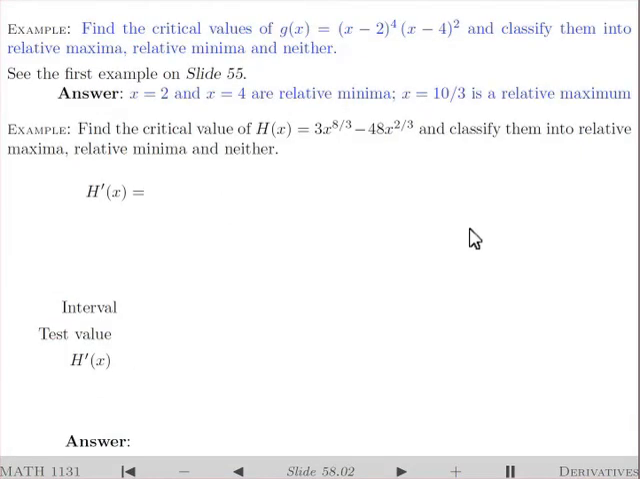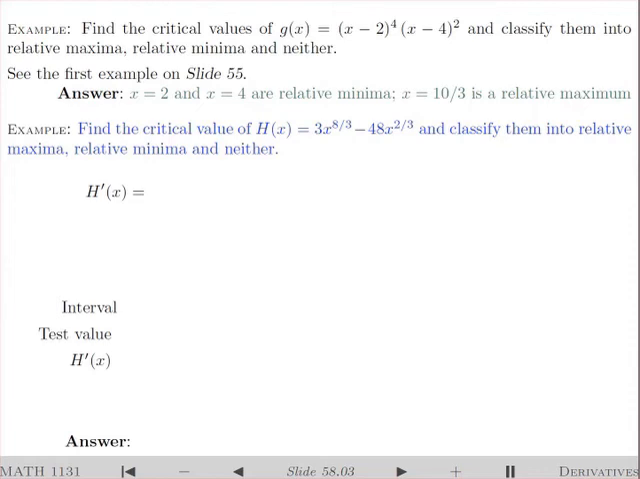Okay. Now we are going to do an example where we are going to do the whole 9 yards. So we start with a function. We will find its derivative, find its critical values, do the sign chart, and then determine the relative extremum. The function is 3x^(8/3) minus 48x^(2/3).